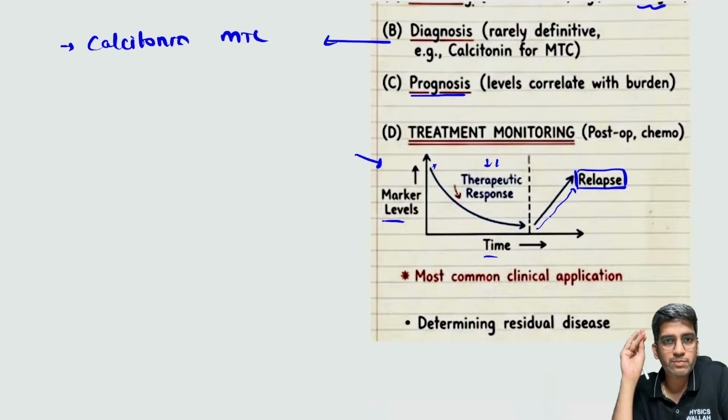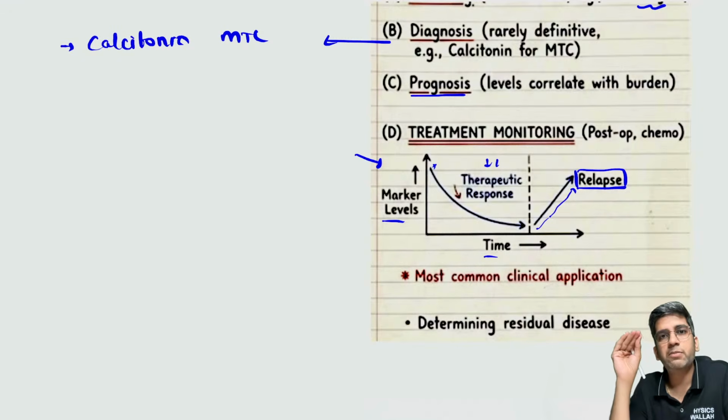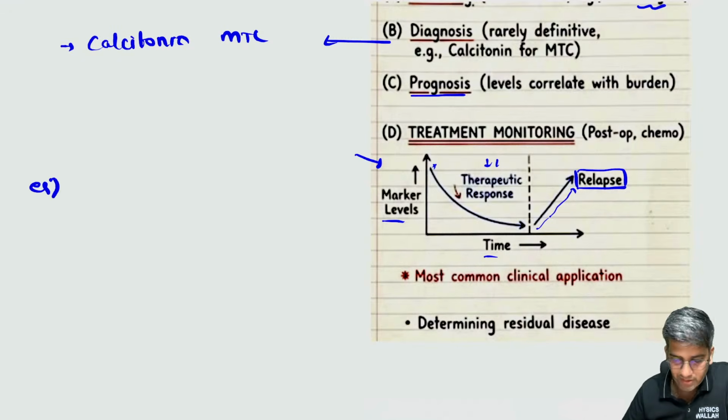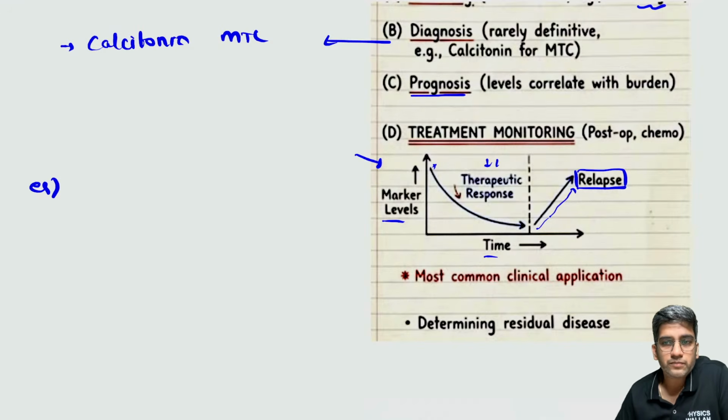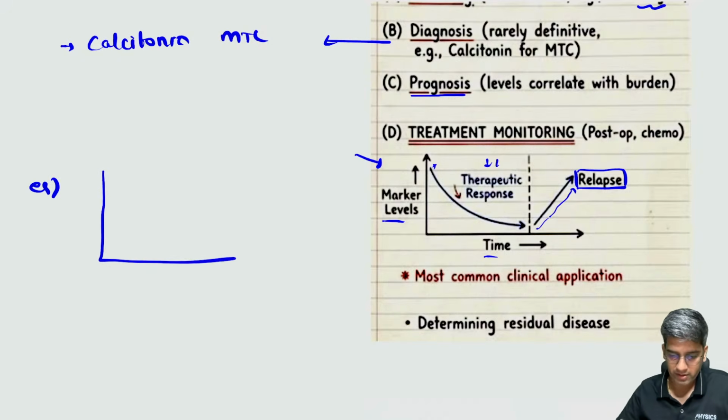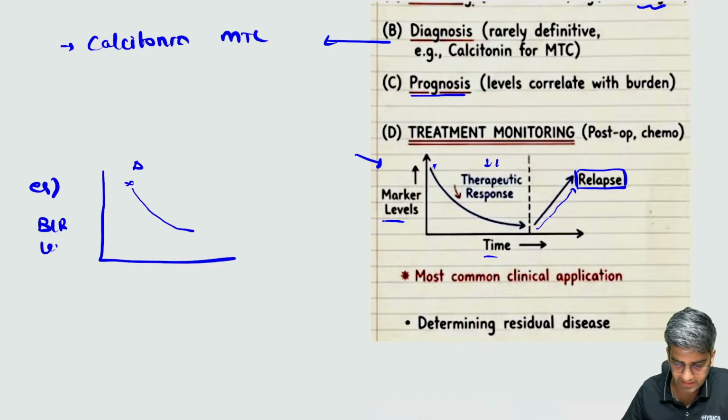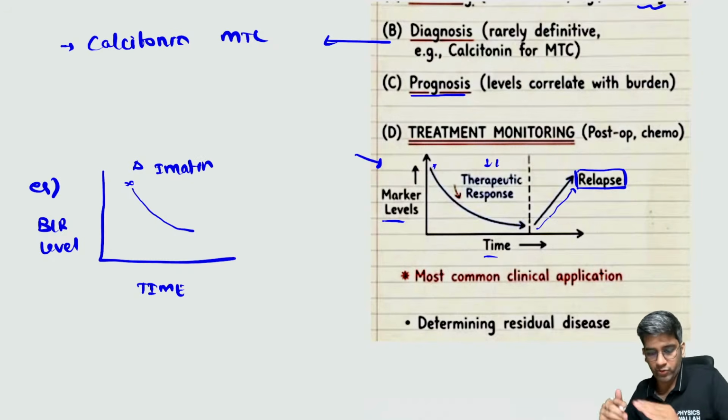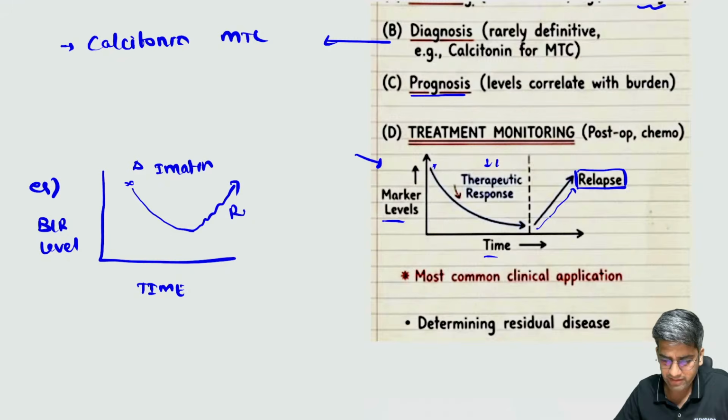It's a very simple way to explain treatment monitoring. This can be useful for anything. For example, can anyone tell me what's a treatment for CML? CML treatment is imatinib. Same thing I can do. I start imatinib at diagnosis, and instead of the tumor marker, I write BCR-ABL levels on real-time PCR. And this is time. You start treatment and give imatinib. Everything is good, the levels reduce. But suddenly if the levels increase, I will write relapse.